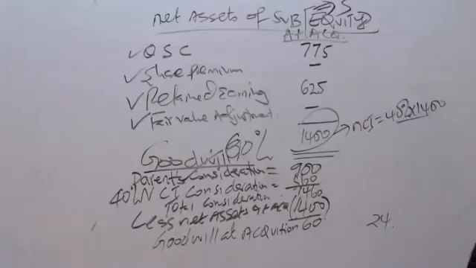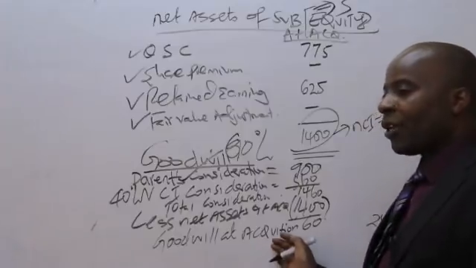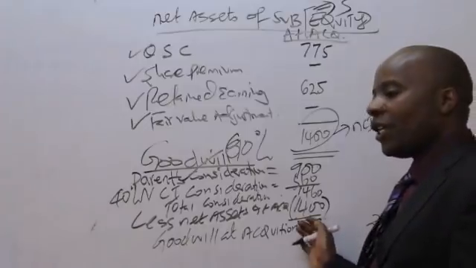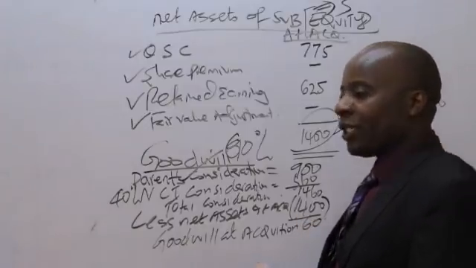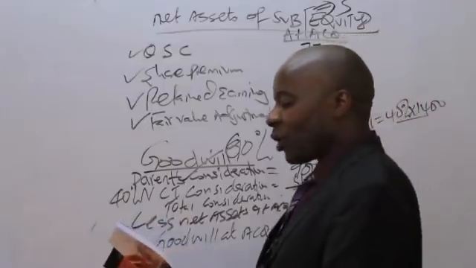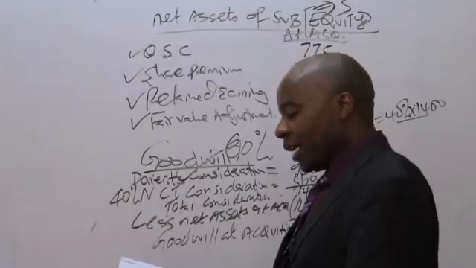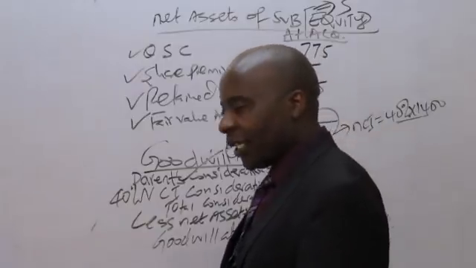And then, of course, there is no impairment. So goodwill at reporting is 60. They have told us in this particular note, before note 2, no impairment loss on goodwill arose during the year ended March 2017.